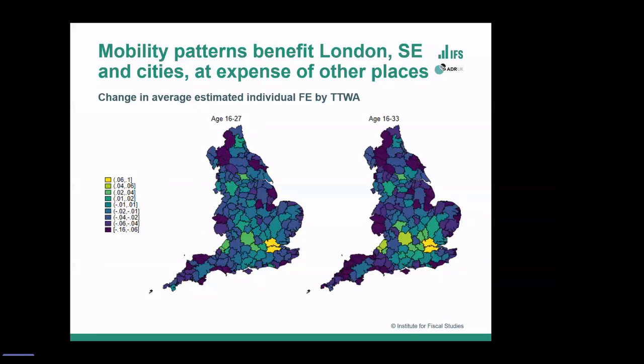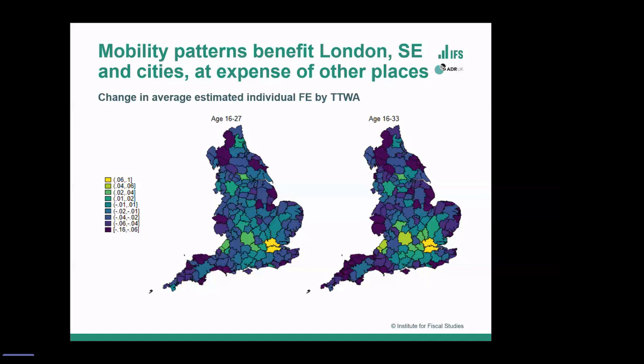So the map on the right now shows the change between ages 16 and 33, as opposed to 16 and 27. And as I'd already alluded to, it seems like further migration in people's late 20s and early 30s actually exacerbates these differences in human capital. So the dark areas on the map to the left-hand side get a bit darker still when you look at the map on the right-hand side.